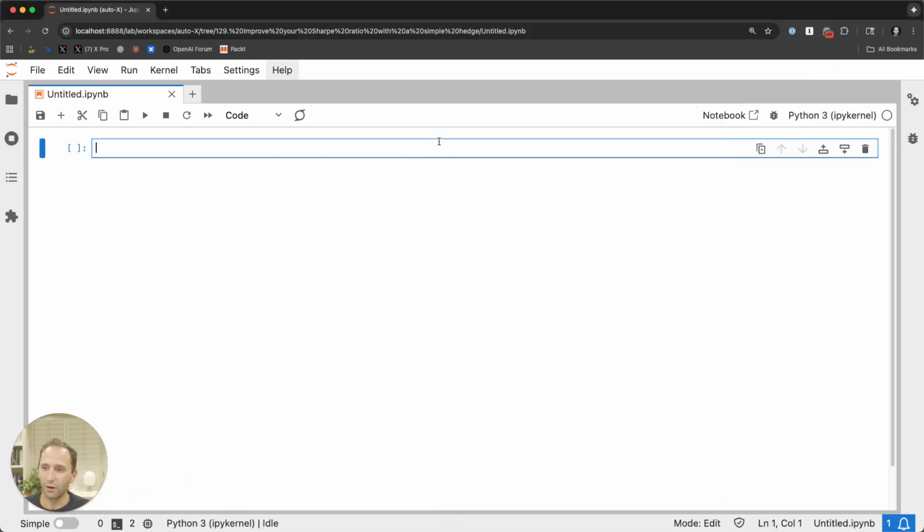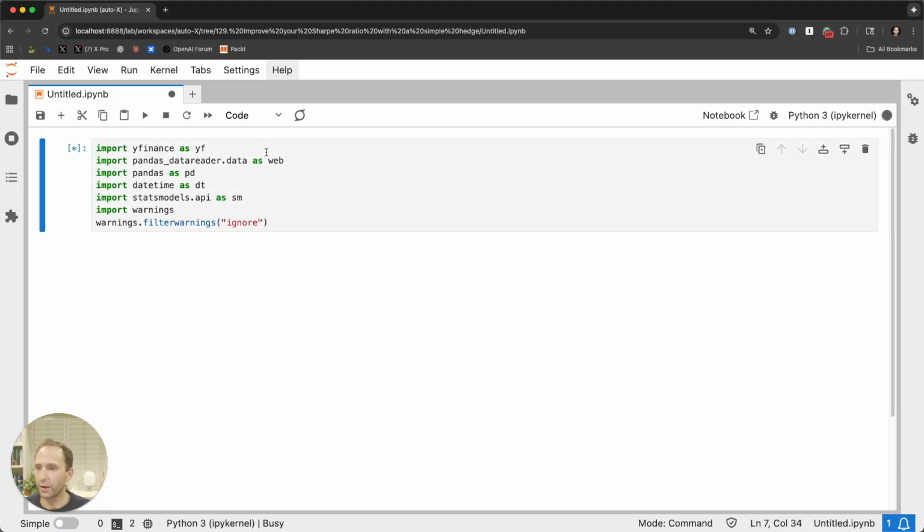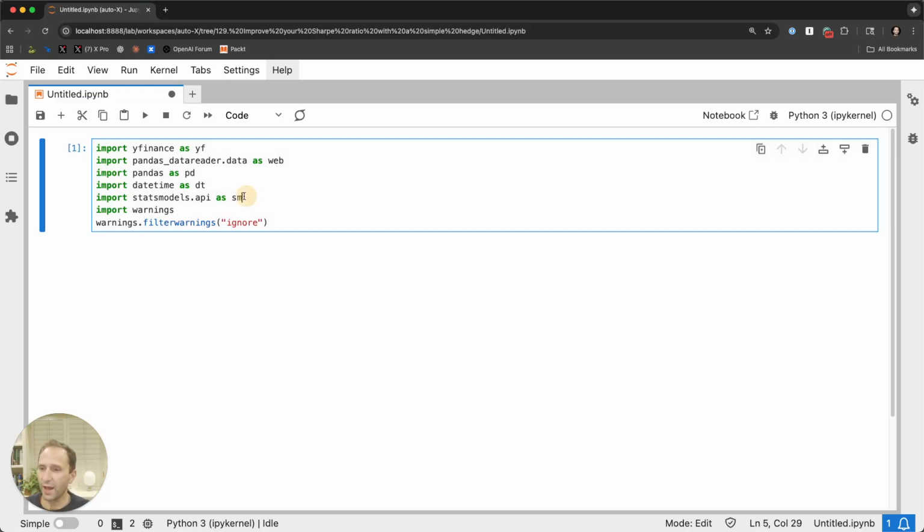So we use our favorite IDE, which in my case is Jupyter Notebook. You can use any IDE that you want. We're going to bring in our imports. So I use yfinance for data. To get factor data and some other super interesting economic and financial data, you can use pandas-datareader. You can look it up. Obviously, it's free. Pandas, datetime, and statsmodels to do some regression. And then we're going to ignore warnings just in case we're getting some deprecation.